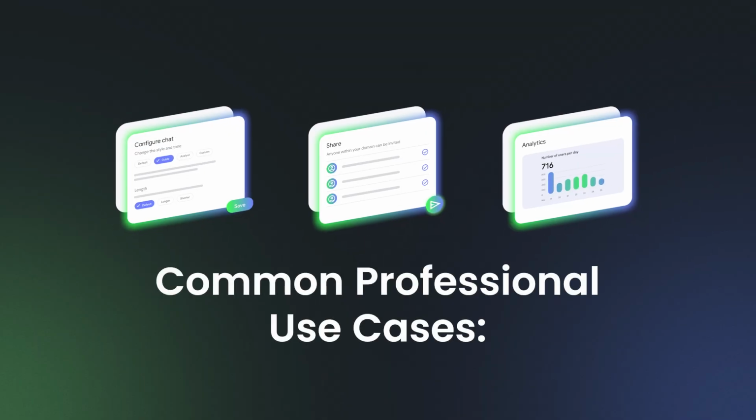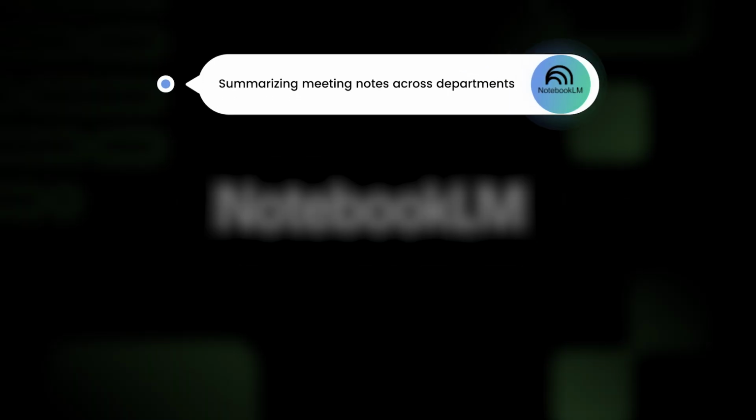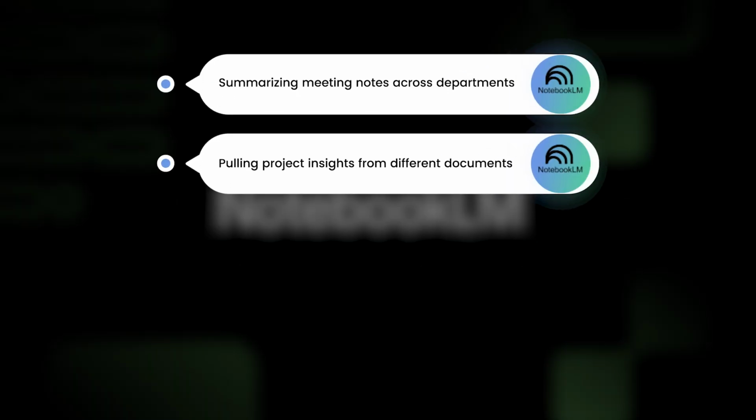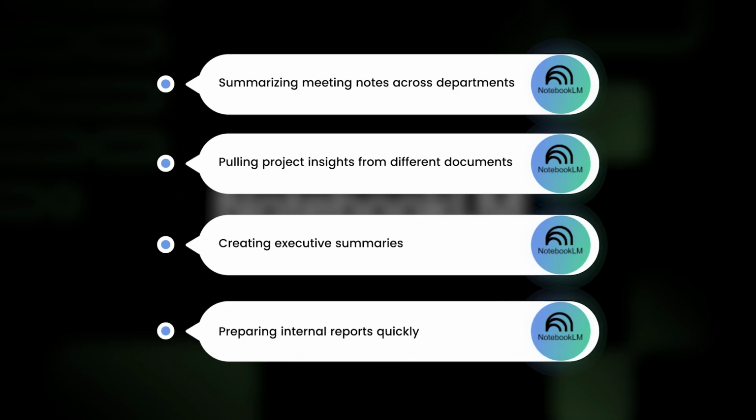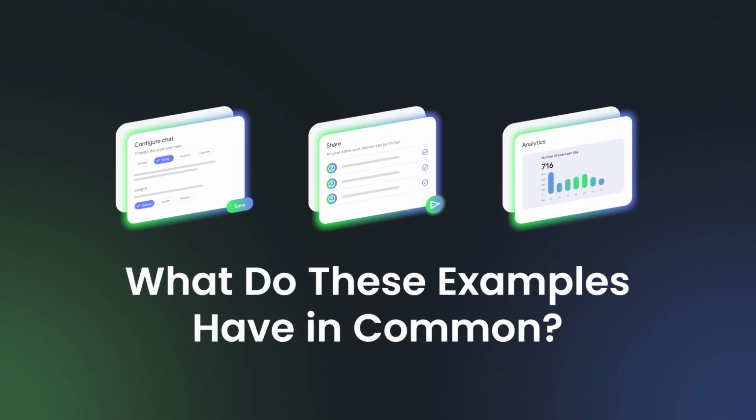Common professional use cases: summarizing meeting notes across departments, pulling project insights from different documents, creating executive summaries, preparing internal reports quickly. What do these examples have in common?